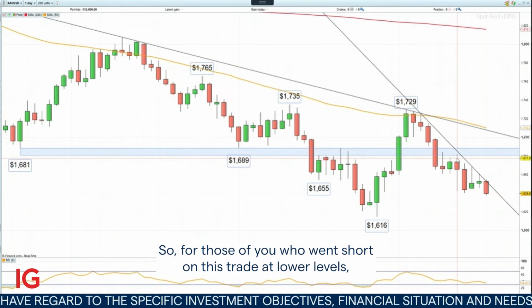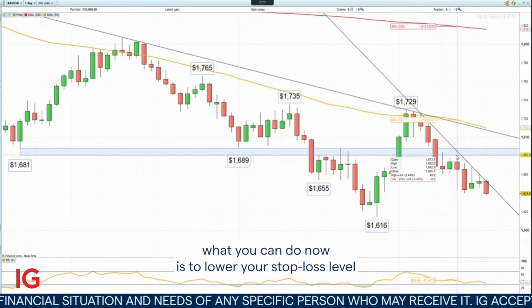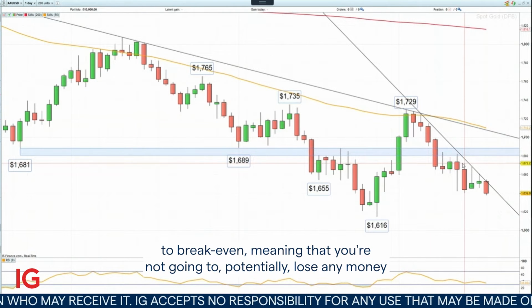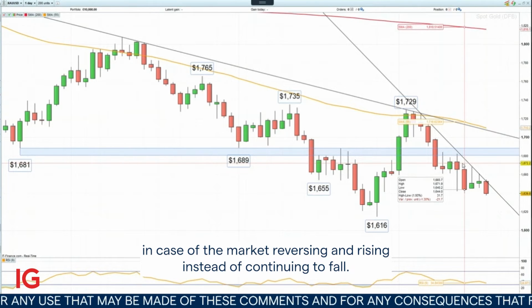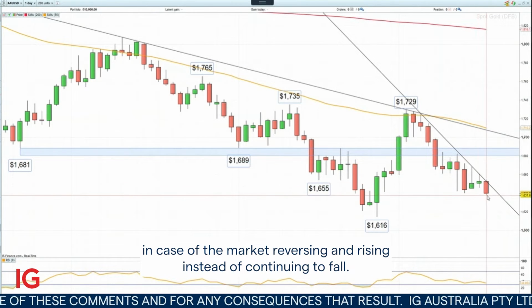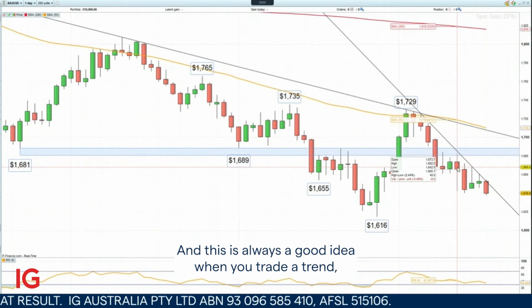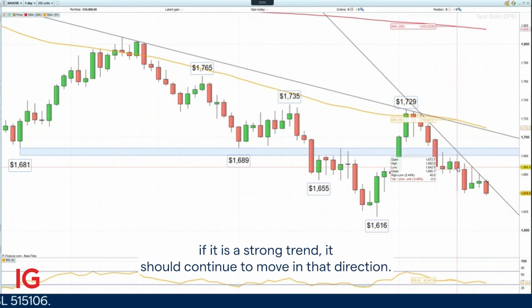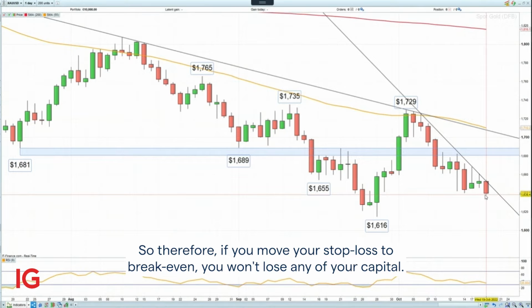So for those of you who went short on this trade at lower levels, what you can do now is to lower your stop loss level to break even, meaning that you're not going to potentially lose any money in case of the market reversing and rising instead of continuing to fall. And this is always a good idea when you trade a trend, because once the trend is moving in your favor, if it is a strong trend, it should continue to move in that direction. So therefore, if you move your stop loss to break even, you won't lose any of your capital.